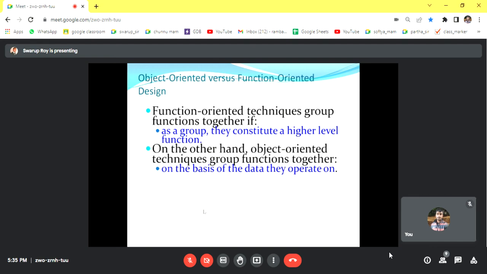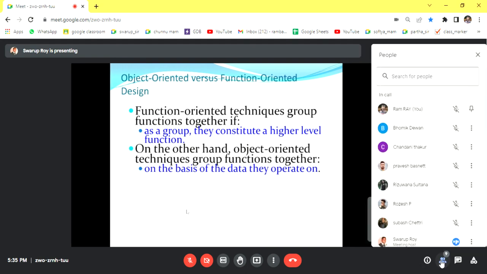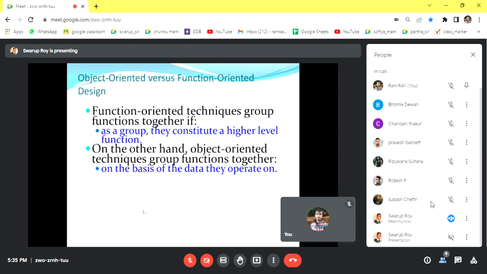Employee data will be there, and the set of functions will be designed based on how to access that data. That is the main concentration of it. Don't worry, we'll discuss this in detail again when we study object-oriented design.